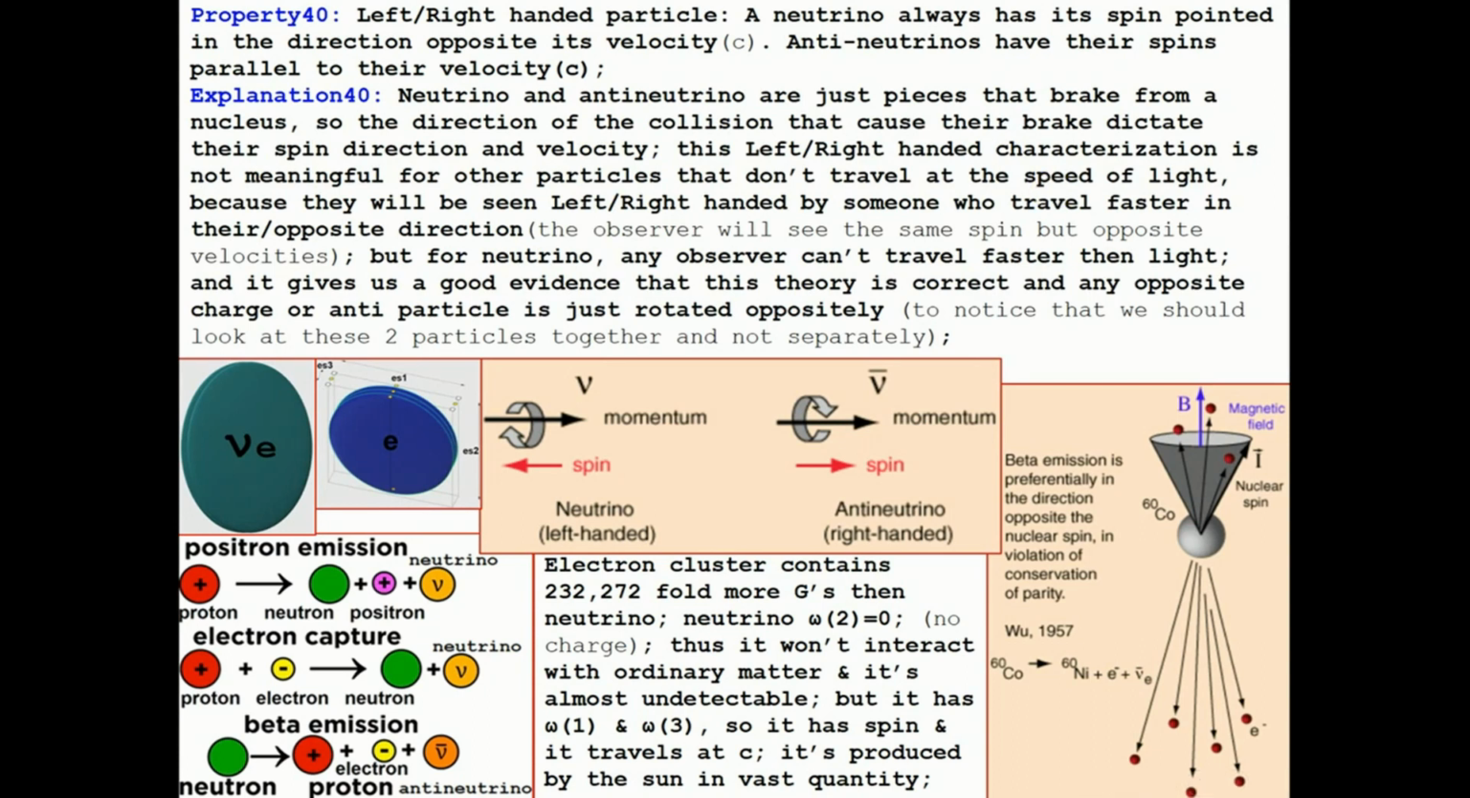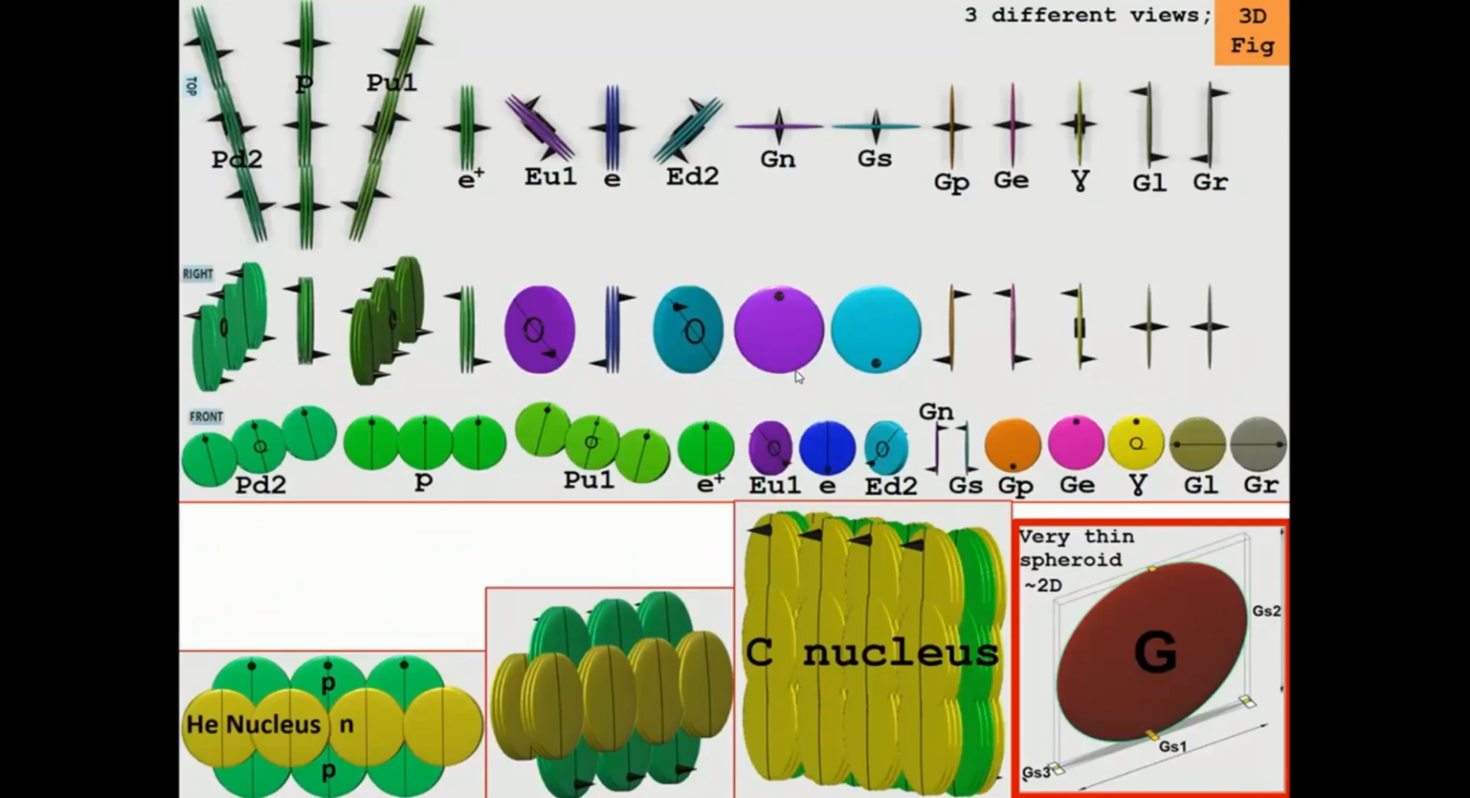In other words, its spin is always pointing in the direction opposite of its velocity. On the other hand, antineutrinos have their spin parallel to their velocity. This left or right-handed characterization is not meaningful for other particles that don't travel at the speed of light, because they will be seen as left or right-handed by someone who travels faster in their direction or in the opposite direction. The observer always sees the same spin, but will see opposite velocities. But for the neutrino, no observer can travel faster than light. This property of the universe gives us good evidence that this theory is correct, and any opposite charge or antiparticle is just rotated oppositely.